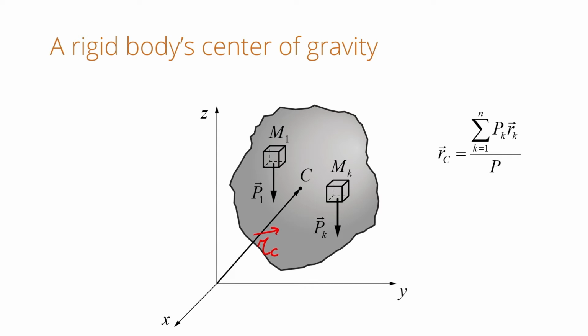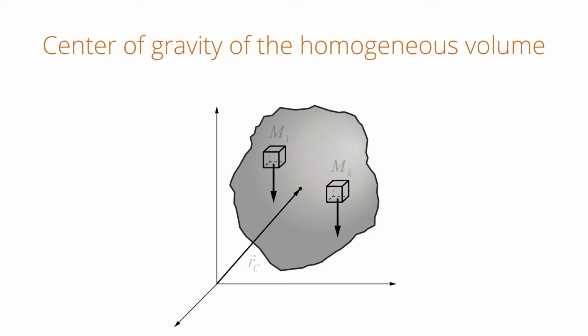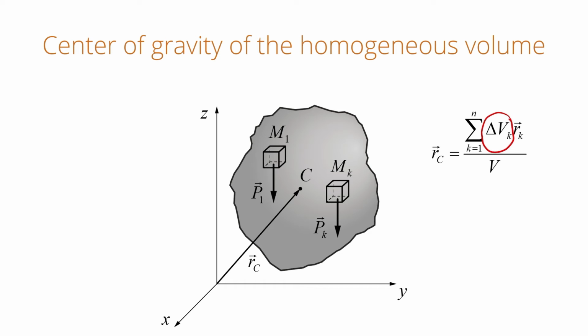And we write down the equation via the values of the weights of elementary particles and radius vectors determining their positions. For uniform bodies, the center of gravity is defined with their geometry. In particular, the center of gravity of a uniform volume, if we were to consider a specific weight, will be written down via elementary volumes of the particles of the rigid body.